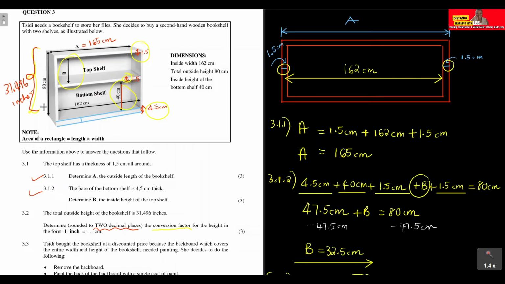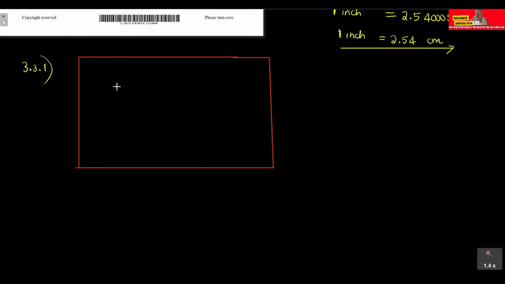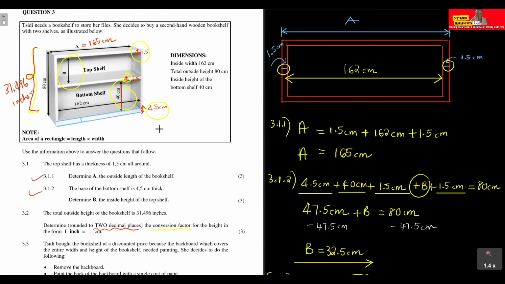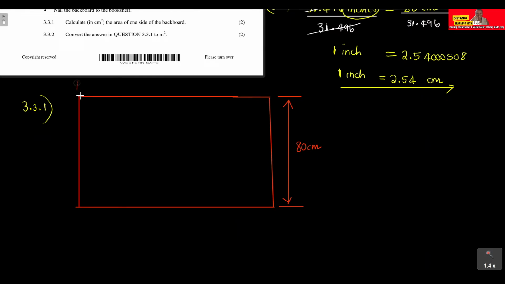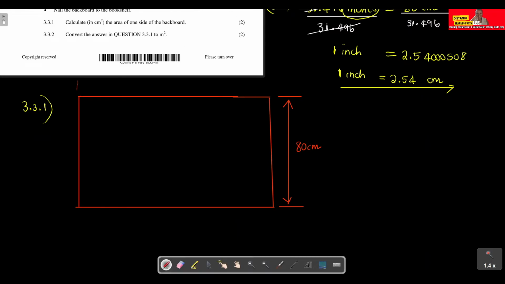We already know that the height is just equal to 80 centimeters, so we know that the distance from there to there is just equal to 80 centimeters. And then what do we know about the length? The length, remember the A, we calculated as 165 centimeters. That is why I said put all the values that you've calculated on your diagram drawing, so that it makes your life easier. So we already know that this length from there to there is just equal to 165 centimeters. You're going to put that in.